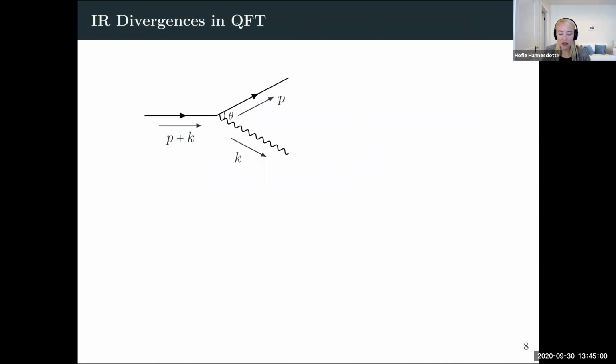So just to remind you briefly again before we go on about what kind of diagrams can lead to these divergences. Those are diagrams like this. I have an electron that radiates off a photon. And the propagator, if you take the numerator into account, will look roughly like 1 over the magnitude of the photon momentum k times 1 minus cosine of theta, where theta is the angle here between the two outgoing particles.